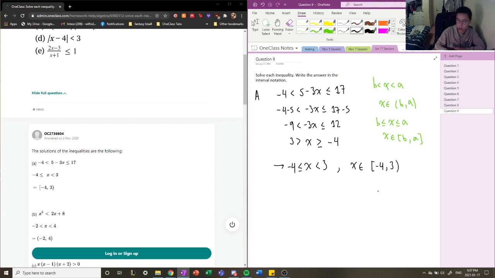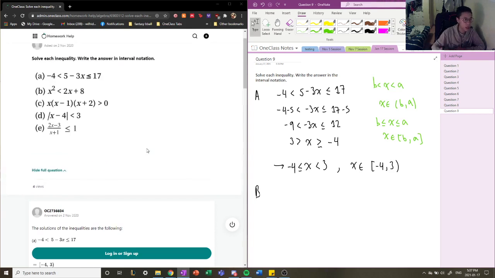All right, so moving along to the next inequality, b asks us to find the values of x which make this inequality true: x squared is less than 2x plus 8. Like in the general rule, we want to isolate x, so we want to move all our x's to one side. To do that, we move 2x to the other side, and we have this.